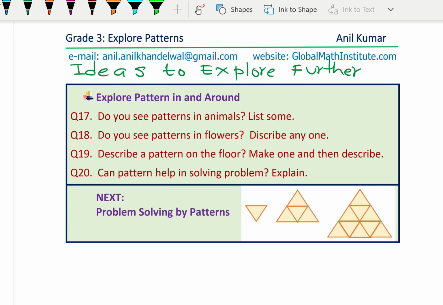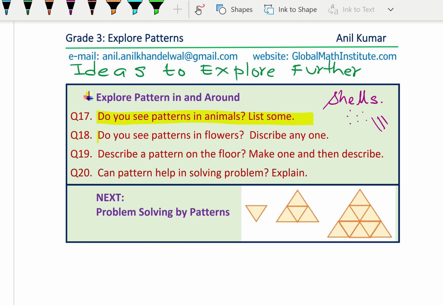Question number 17 is, do you see patterns in animals? Well, you could list some, whatever you see in animals, right? So you could even sketch and show how the patterns can be seen in animals, right? Remember shells, right? You could see some patterns in the shells, for example, and some animals have dots patterns, some have stripes, so there could be different patterns which could be described, right? Choose the one which you can describe, okay?